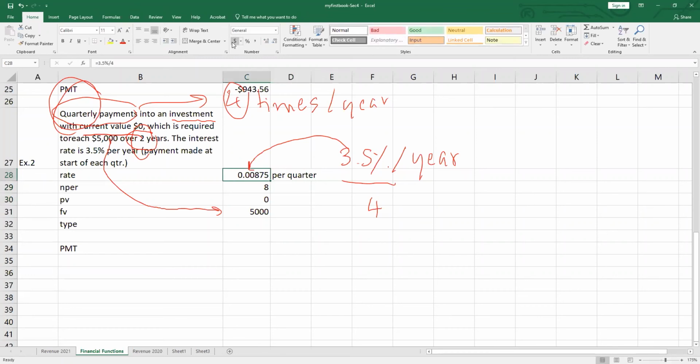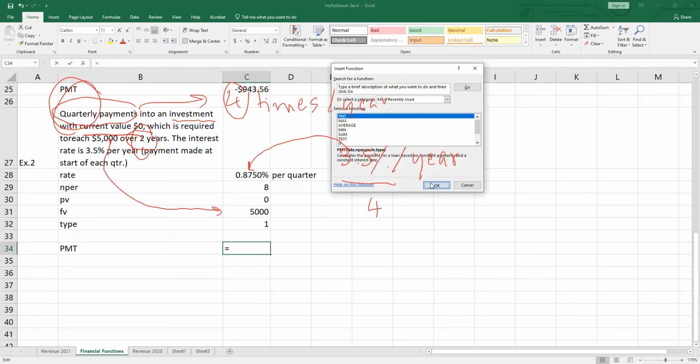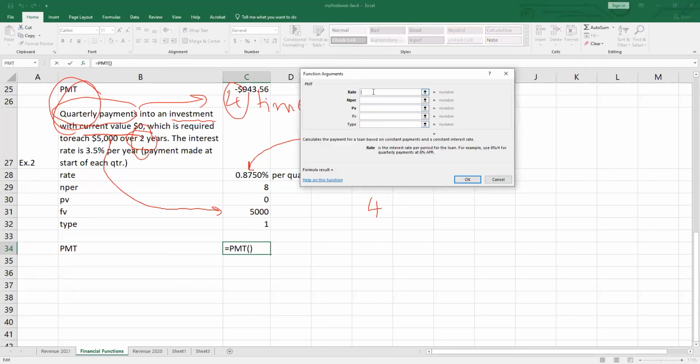And I make it a percent symbol instead. Increase decimal points. Okay, and then lastly, payment made at the start of each quarter, so type is 1. Alright, okay. So now I just formulate this one by using the PMT function: rate, nper, PV, FV, and type.